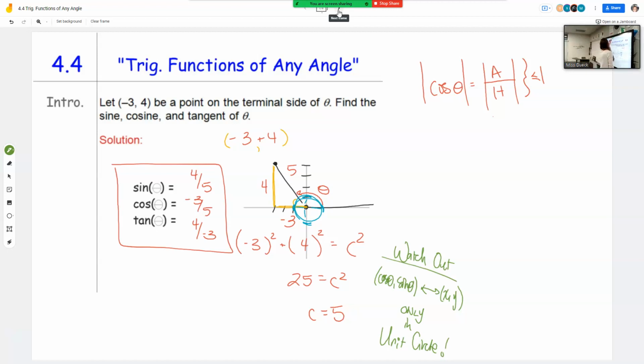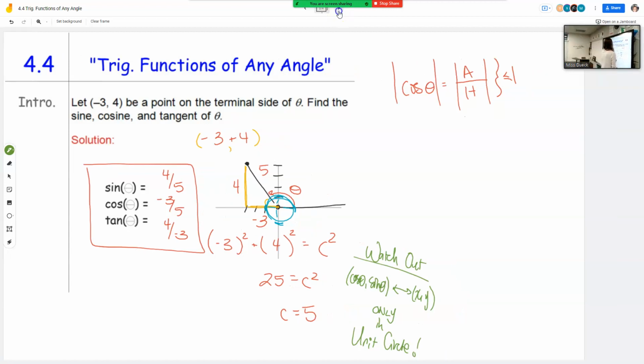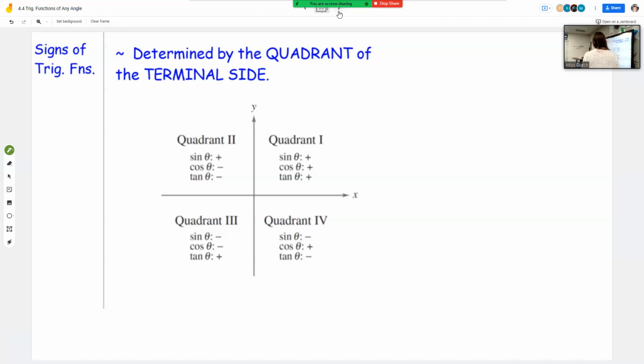Okay, so what else is coming in 4.4? Ooh, "Determined by the..." Have we talked about this yet? How did we talk about it? What did I do? All students take classes. All right, take calculus. Fine, party poopers.